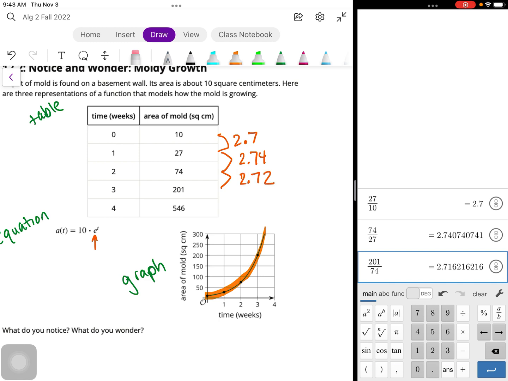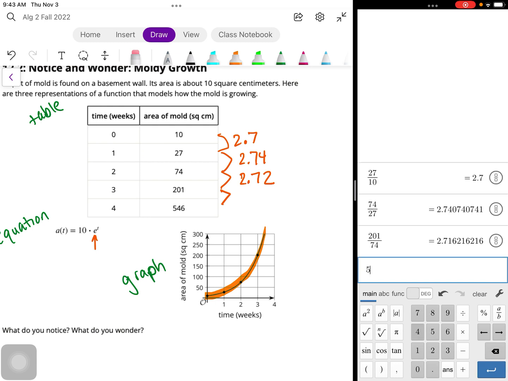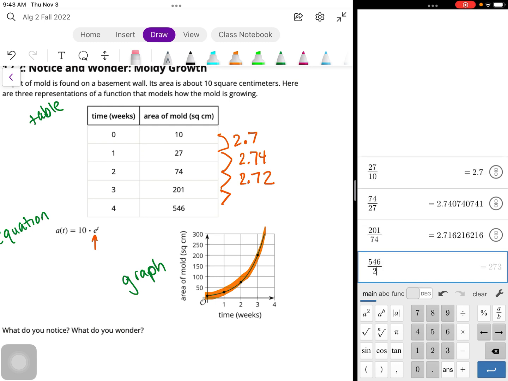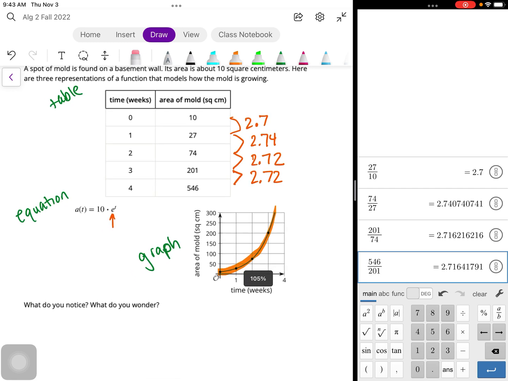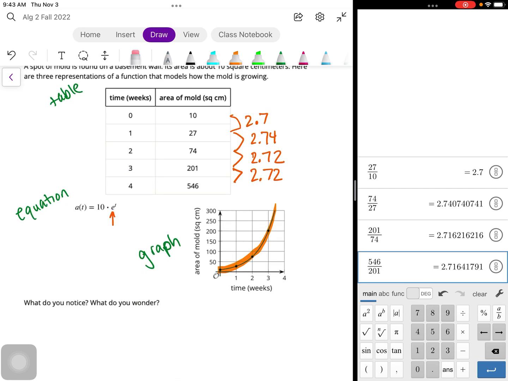2.72 if we're rounding. And then 546 divided by 201. And that's also about 2.72. So if we look at these constant ratios, they're all pretty close to 2.7. Right? So the growth factor is around 2.7. So that's interesting. It's not quite constant, but it's almost constant.